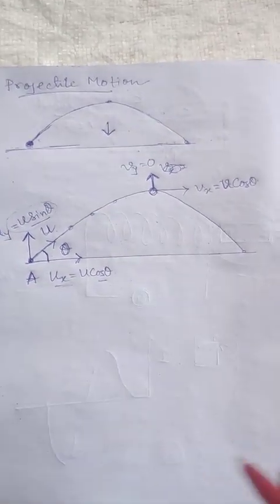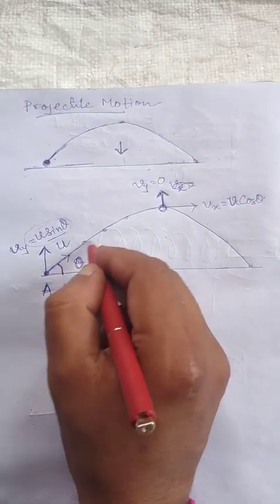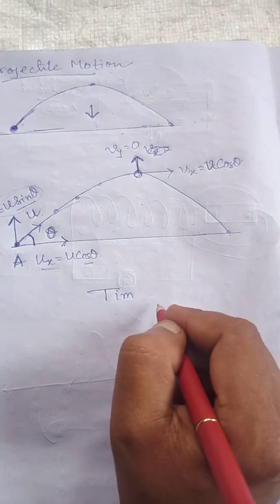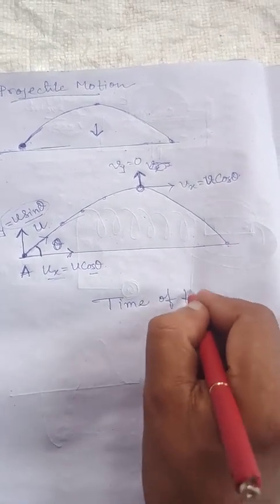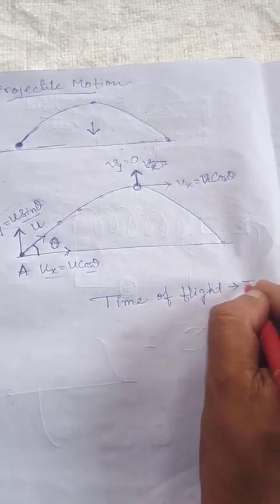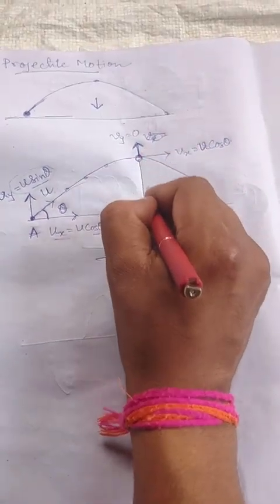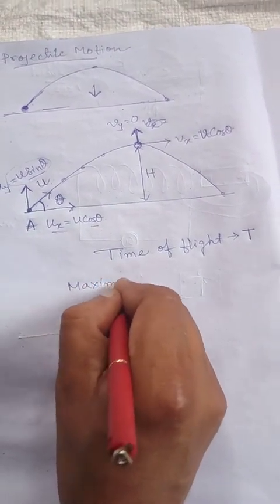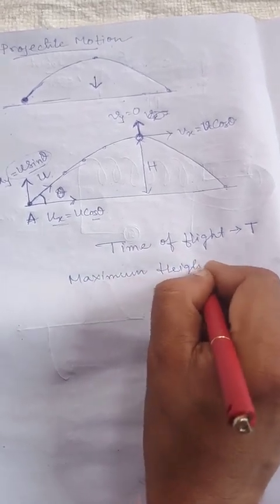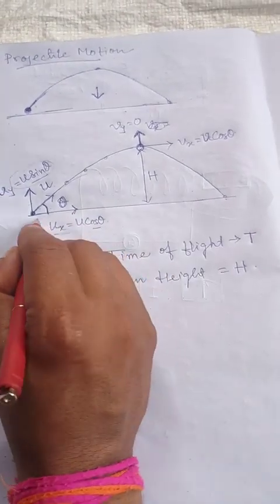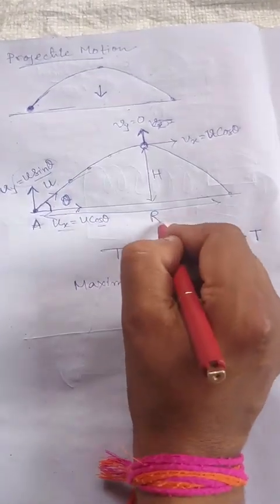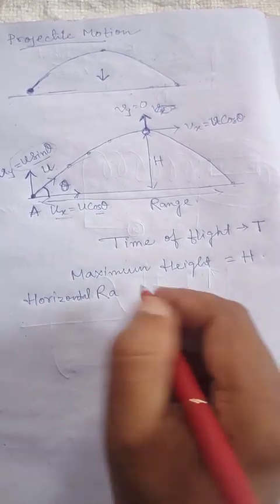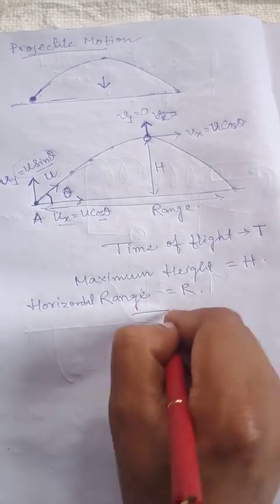Clear? Now there are some terms. The time for which the body flies in the air from the ground state to the ground state is called the time of flight, and we express it as capital T. Similarly, the maximum height that the body reaches is called the maximum height and is expressed as capital H. And the distance the body moves along the x-axis is called the range, or horizontal range, of the body, and that is written as capital R.